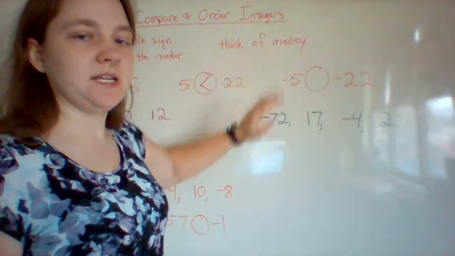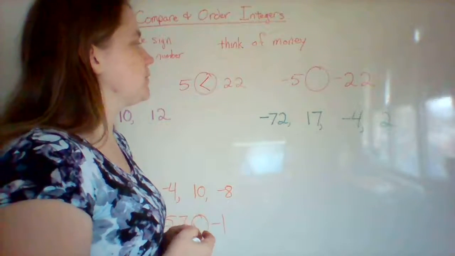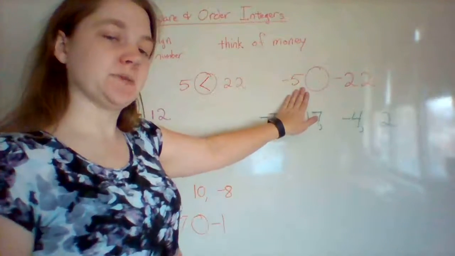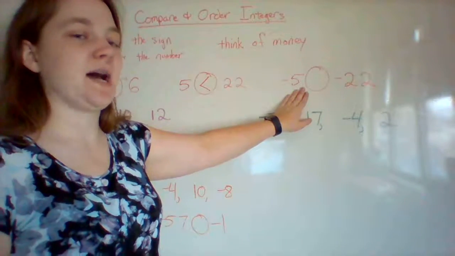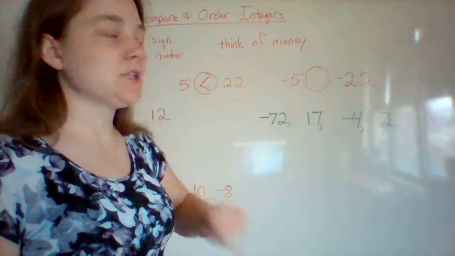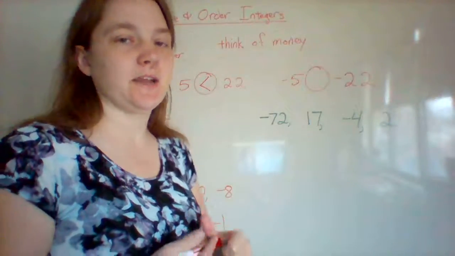The last one over here looks like the same problem at first glance. This is negative 5 compared to negative 22. This is 5 compared to 22. But now, because we're talking in negatives, we have to think of the opposite. So think about, would you rather owe me $5 or would you rather owe me $22? Negative 5 to negative 22.